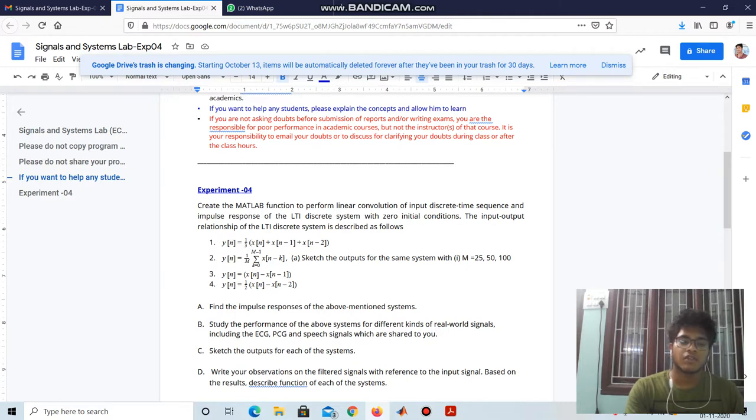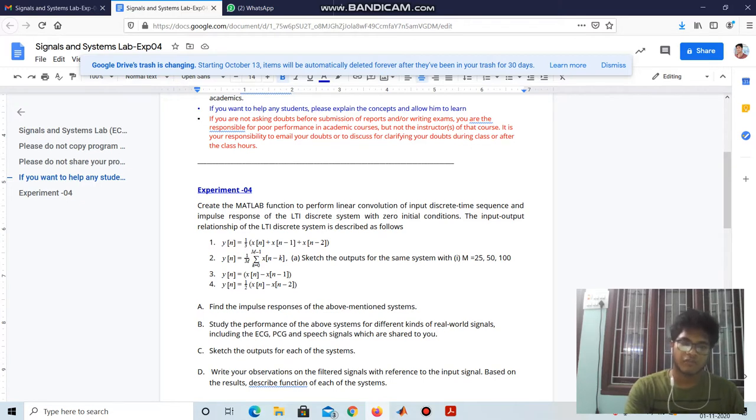In the same way, for the second system, it is 1 by m of sigma delta of n minus k, k equal to 0 to m minus 1. That is, we have to input the value of m to the given system. Third system is y of n equal to x of n minus x of n minus 1. The fourth system is y of n equal to half of x of n minus x of n minus 2.